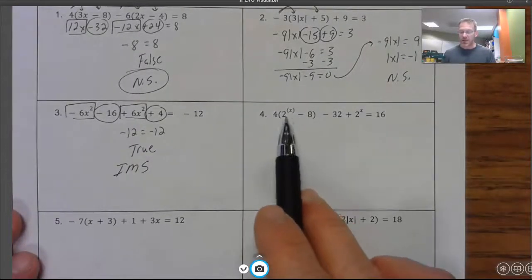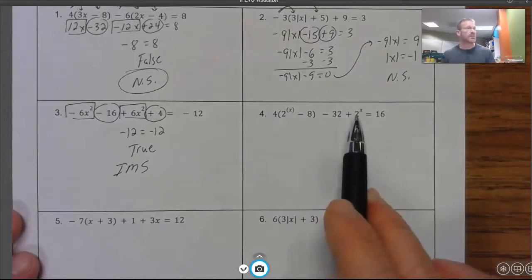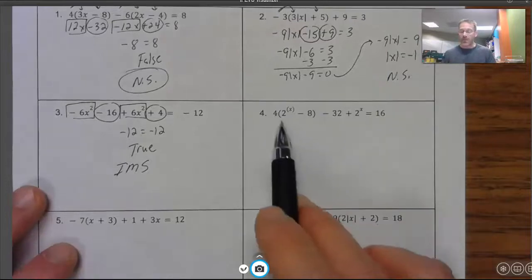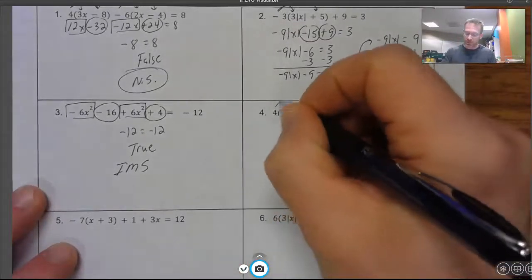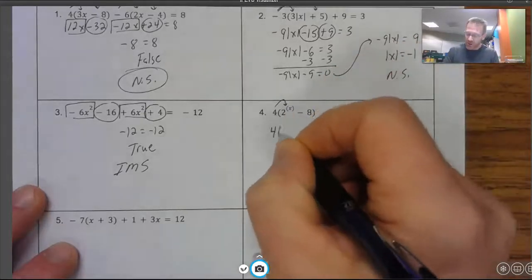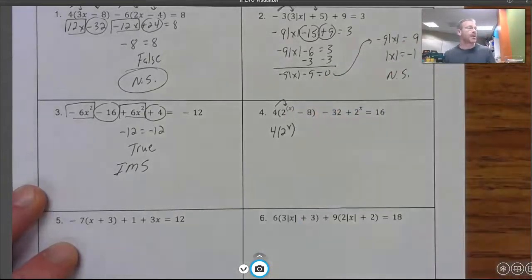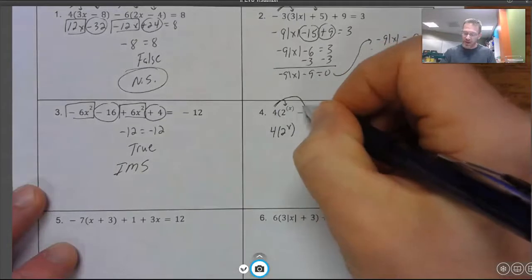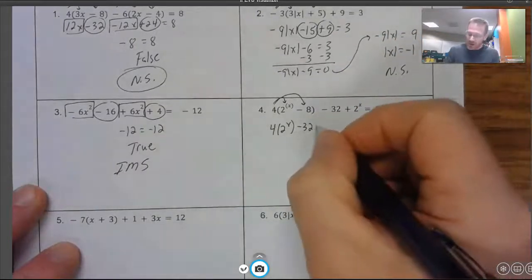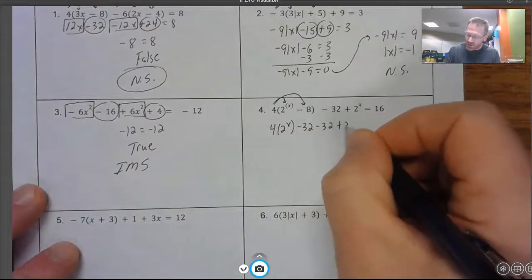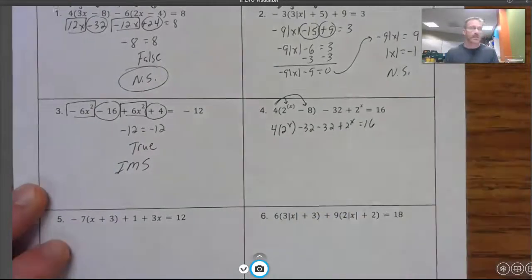Once again, I see that it's an exponential here and an exponential here, so I'm expecting one solution. Now I have parentheses. They're open, so I can distribute into those parentheses. So 4 times 2 to the x would be 4 times 2 to the x. 4 times negative 8 is negative 32. And I'm going to bring down everything else here, so minus 32 plus 2 to the x equals 16.